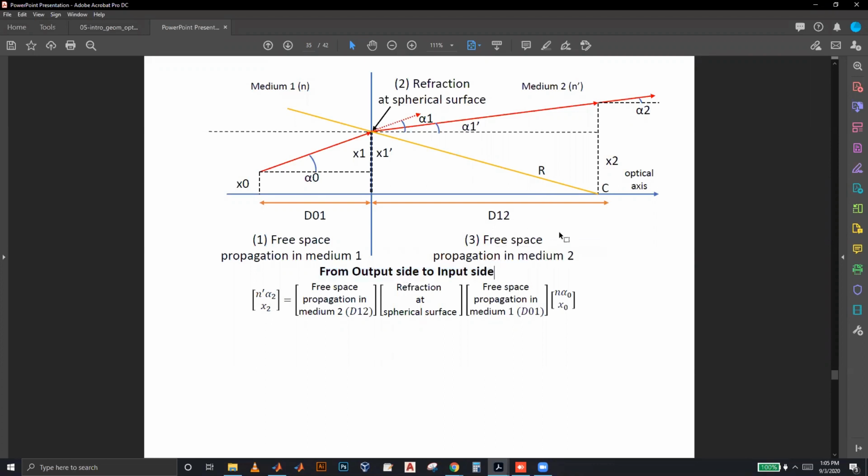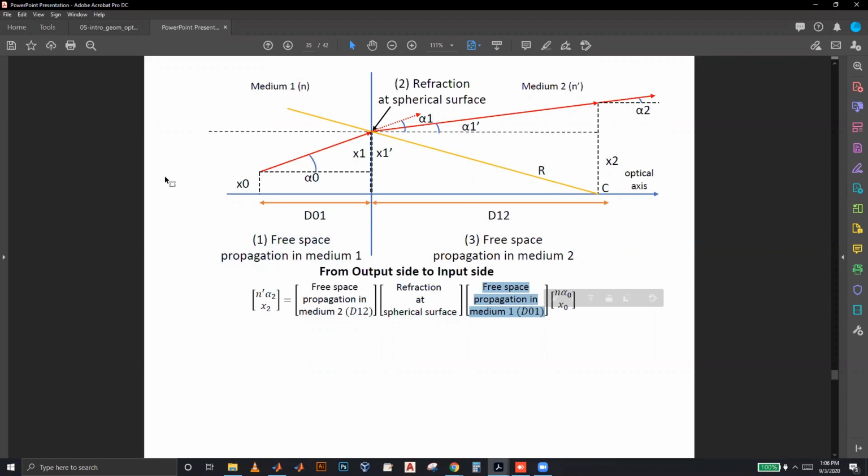So going from right to left, from output side to input side, we'll first write out the free space propagation matrix for medium 2. That means propagation over distance d12 is the first matrix which is written. Next, we have the refraction at spherical surface, going from right to left. Then we have the last one, free space propagation in medium 1.